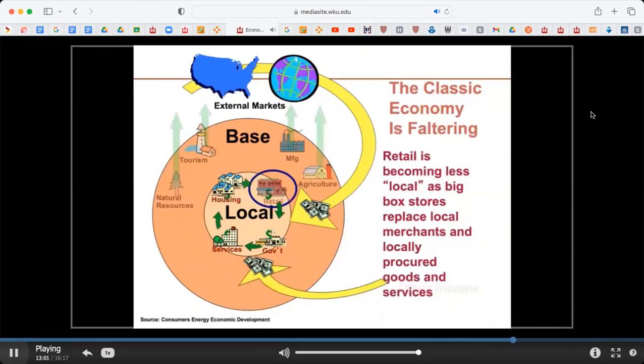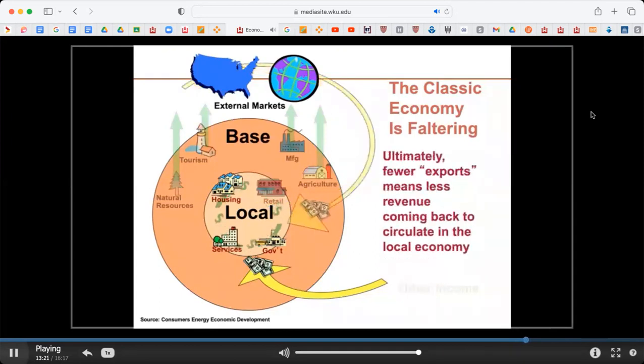Retail is becoming less local because of all the online things, but also because a lot of big box national merchants are replacing local merchants, and those local merchants are going out of business. And so with the low-cost big box stores, there's not as much money that circulates in the local economy from that. And so ultimately, fewer exports mean less revenue coming back. And this has really been the tale of most small cities in the United States over the last 20 years.